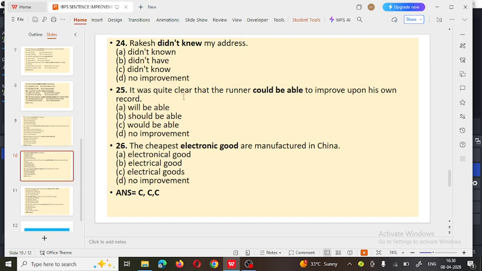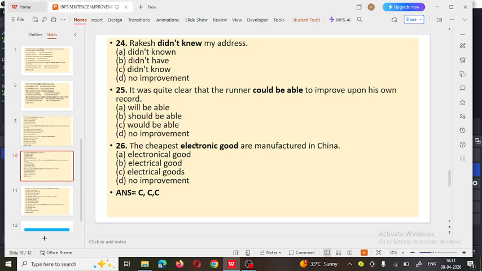Next, it was quite clear that the runner could be able to improve upon his own record. Could be able to, that we need to change. Options are will be able to improve, should be able to improve, would be able to improve. Here it is a possibility, so would be able to improve upon his own record. A modal auxiliary is used here. Option C is more appropriate here.